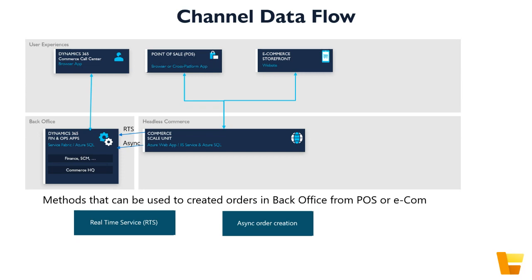So as customer orders or cash and carry orders are created in either the POS or e-commerce channels, and again, remember cash and carry can only be created in point of sale. As these orders are initially created in those two channels, though, they're first stored in the channel database. And then depending on your system configuration, they are uploaded to the HQ, the back office, either using a real-time service or an asynchronous batch job.